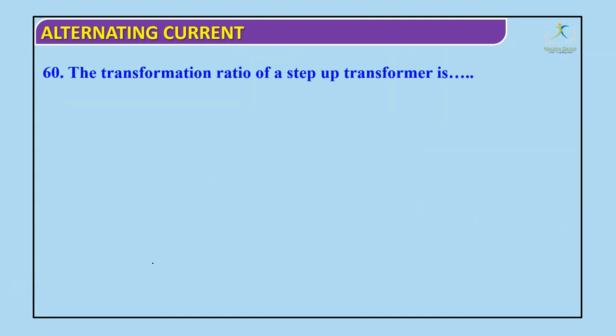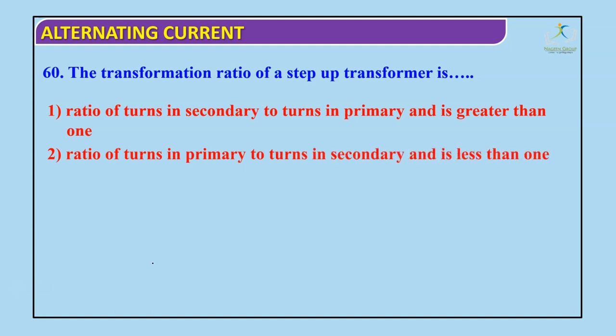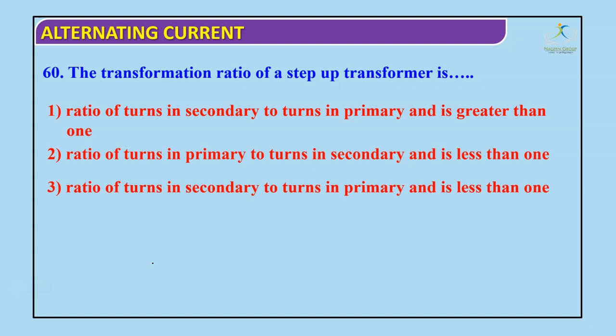Sixteenth number question is, a transformation ratio of a step-up transformer is: ratio of turns in the secondary to turns in the primary greater than 1, ratio of the turns in the primary to the turns in the secondary less than 1, or ratio of turns in the secondary to the turns of the primary less than 1. The correct answer is the first one.